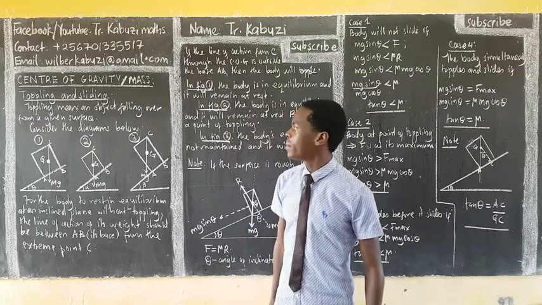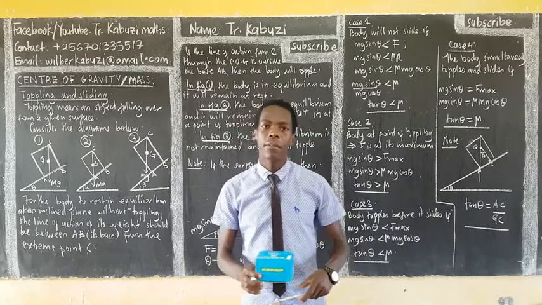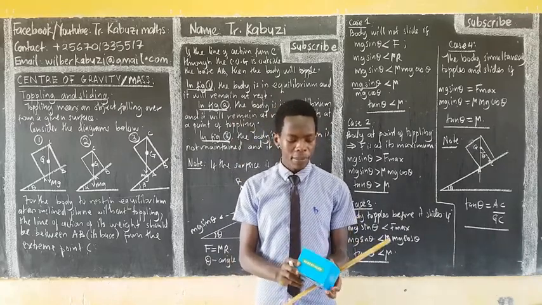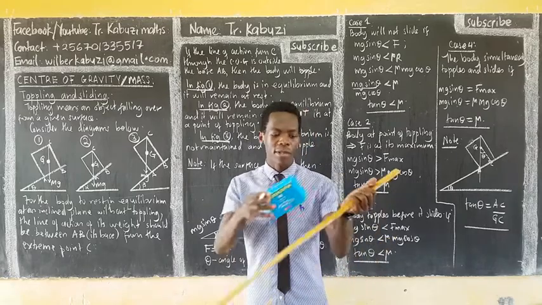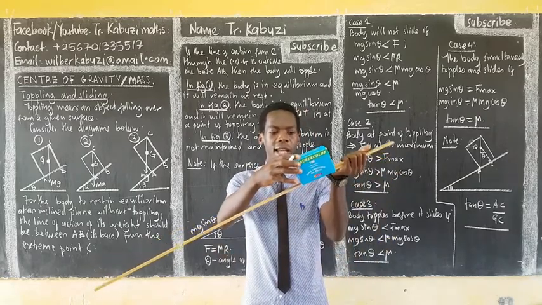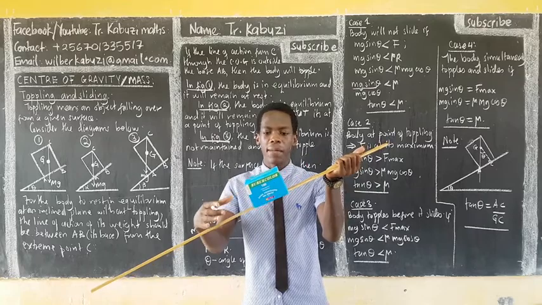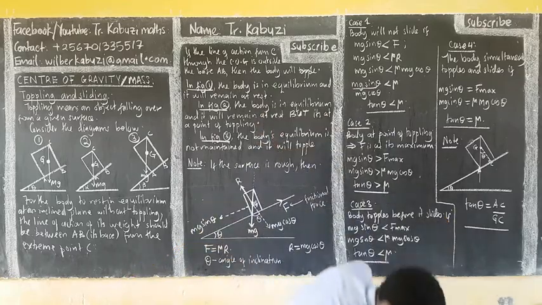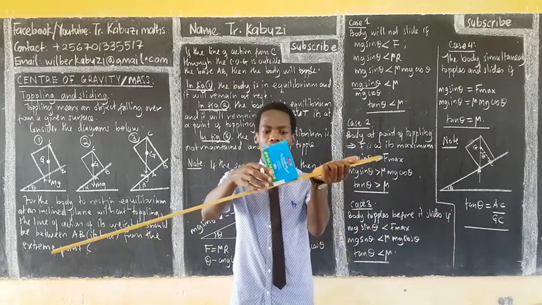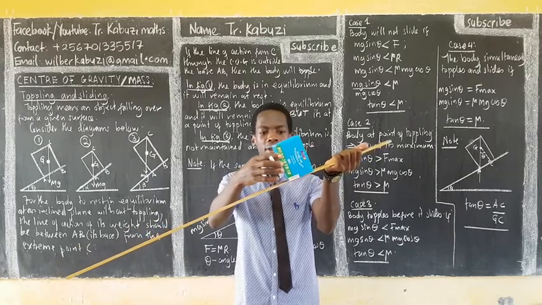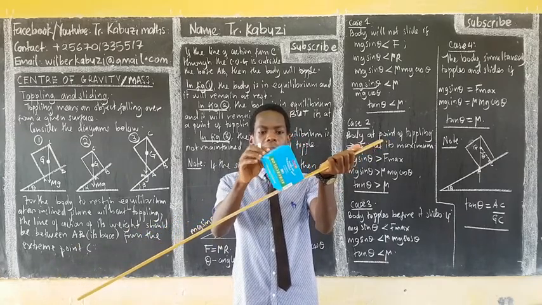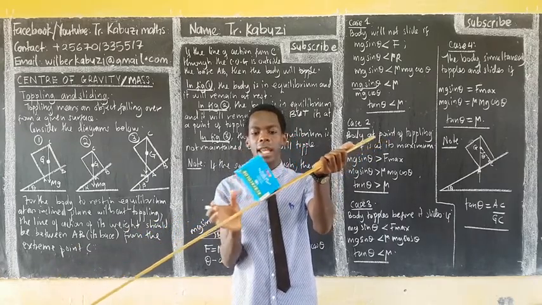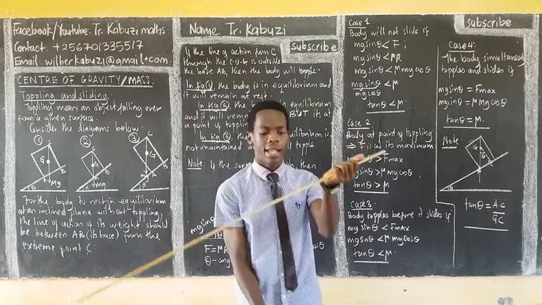Consider the diagrams below. So this is what I mean by toppling. We have toppling and sliding. Of course, sliding, I think everyone knows sliding. This is what we call sliding. Here the body is sliding. Then toppling, this is what we call toppling. If I have that, you note. Toppling is when this body is there and then that's sliding.